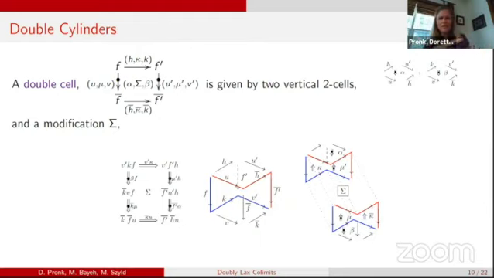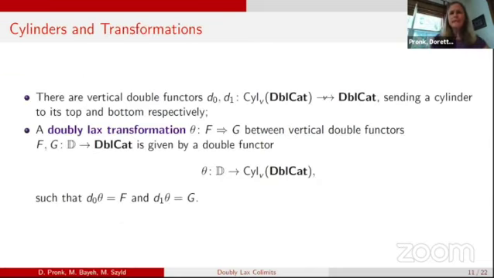So basically, when you want to go from the cube to that diagram on the left, you need to do a bit of a turn by 90 degrees to get the horizontal transformations in the right place. So now there are the vertical double functors giving you the top and the bottom of a cylinder. And if we're looking at two vertical double functors F and G from D into double cat, a transformation is given by a double functor from D into the cylinder category, as we said.